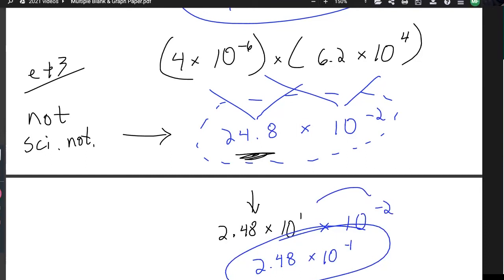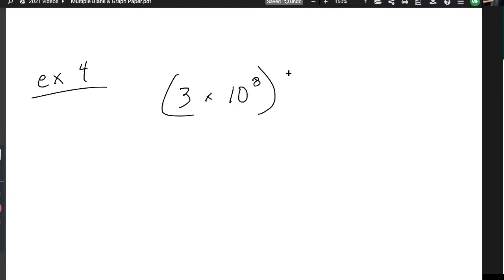Don't worry about it. Let's do one more, see if you can do it. Give me a final answer. This is example 4, which is not in the book. Let's just try it. So 3 times 10 to the 8th, all times 4 times 10 to the -6. So see if you can do that. Take a minute. See if you can give me the final answer in scientific notation.